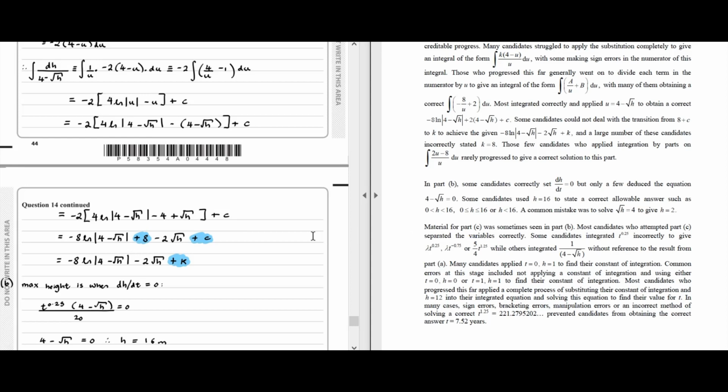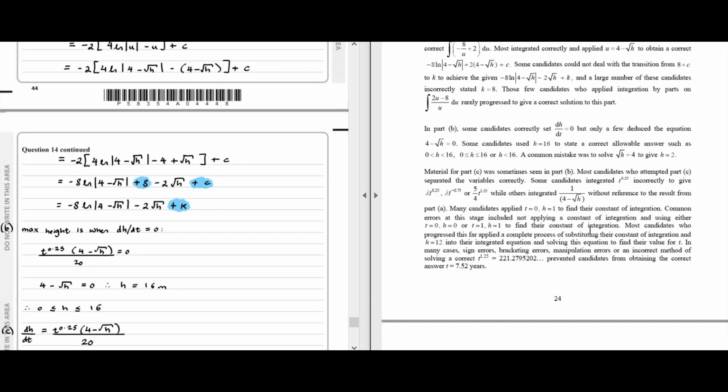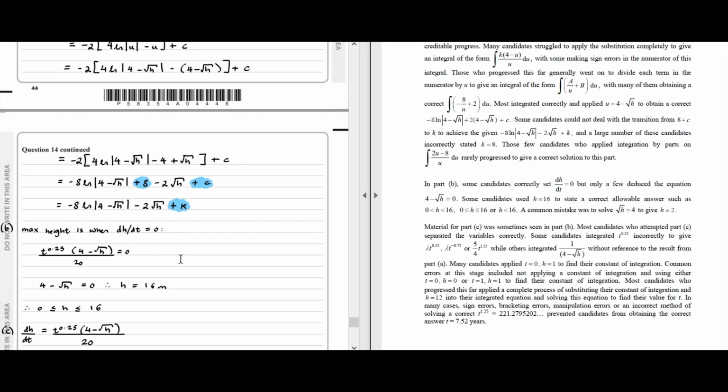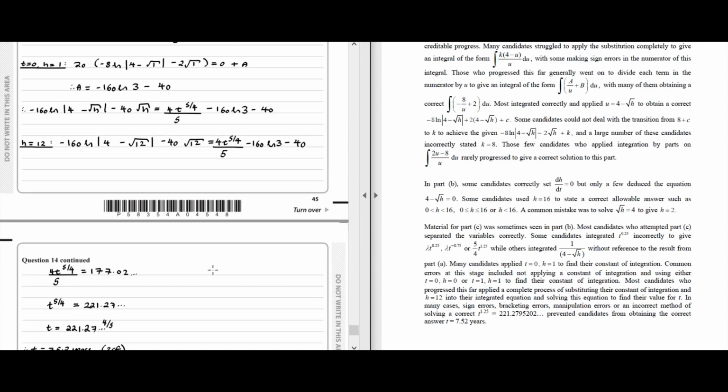For part C of the question, let's see what was said over here. We had to solve our differential equation. Many candidates who attempted part C separated variables correctly. Some candidates integrated t to the 0.25 incorrectly, while others integrated 1 over 4 minus square root h without reference to the result from part A. Some people did not find the boundary conditions correctly.